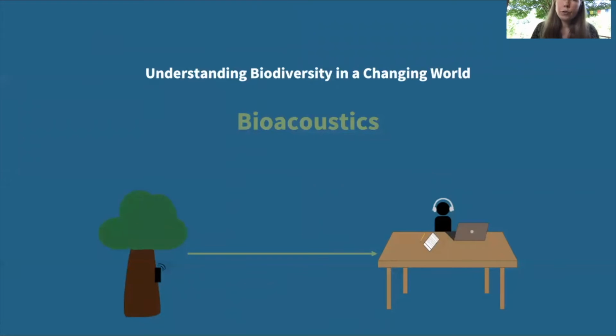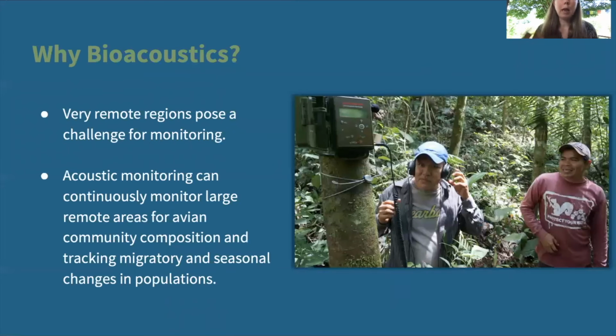So to talk more about the bioacoustics piece, if we want to understand biodiversity in a changing world through bioacoustics, what do we need to do? And why bioacoustics? Very remote regions are a challenge for monitoring, but acoustic monitoring can monitor large areas day and night, year-round, and then look at the seasonal and migratory changes, what birds are singing when and in what locations.